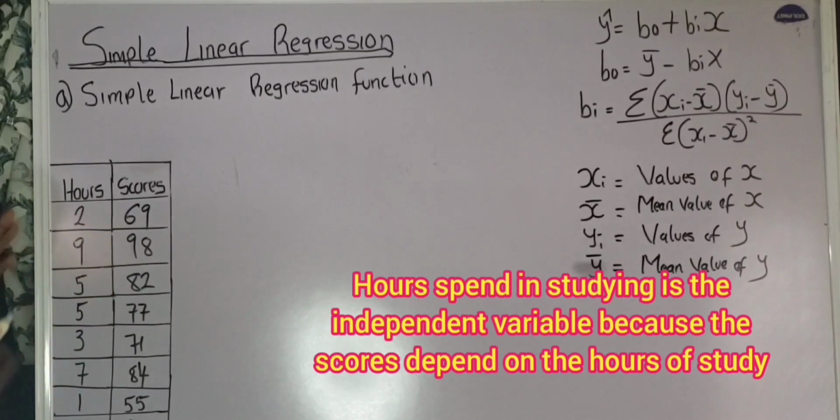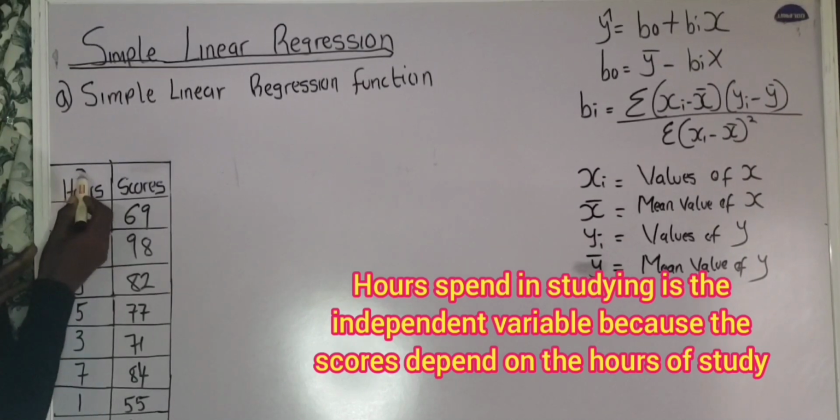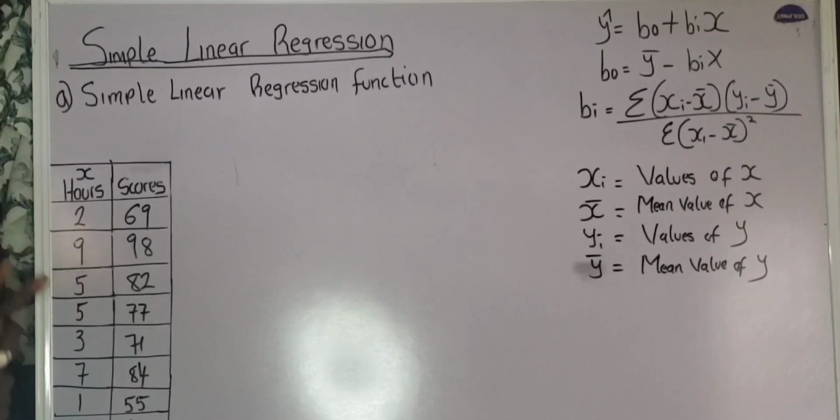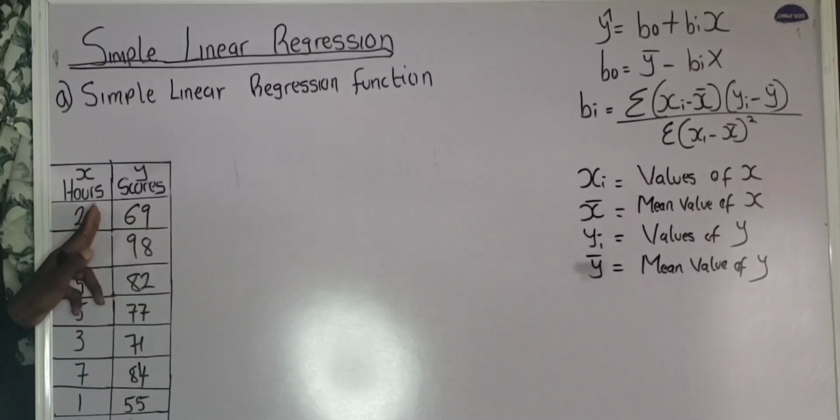So this means that the hours of study is the independent variable because the scores depend on the hours of study. Therefore, x is the hours of study, which is the independent variable, and y is the scores. Do you understand how I knew that the hours of study will be x and the scores will be y? Any variable that depends on another variable is known as the dependent variable. The scores depend on hours. The higher the hours of study, the higher the scores. So now x is the independent variable and y is the dependent variable.